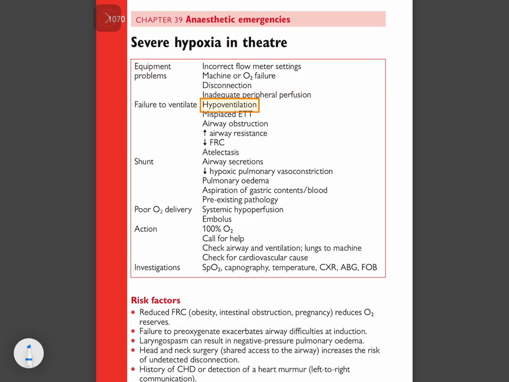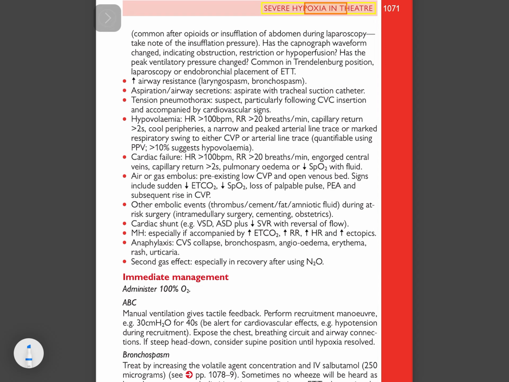Ventilate, shunt, hypoventilation, misplaced ET, airway obstruction, airway resistance, decreased FRC, atelectasis, airway secretions, hypoxic pulmonary vasoconstriction, pulmonary edema, aspiration of gastric contents, blood, pre-existing pathology, poor O2 delivery, systemic hypoperfusion, embolus. Action: 100% O2, call for help, check airway and ventilation. Lungs to machine, check for cardiovascular cause. Investigations: SpO2, capnography, temperature, CXR, ABG, FOB. Severe hypoxia in theater.